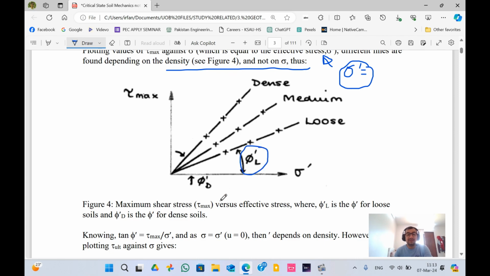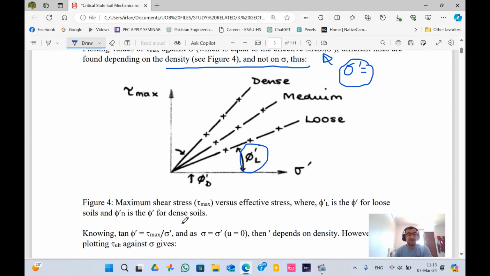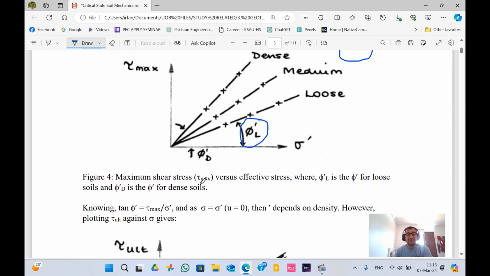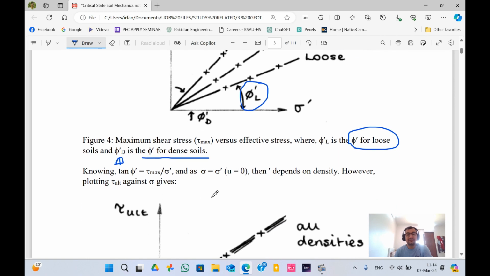I forgot the name of this thing, but there will be the name here. So, maximum shear stress versus the effective stress, where phi dash L is the phi dash for loose soils. This is the angle basically. I forgot the name, let me check. And phi dash D is for the dense soil. So effective angle of inclination, something like that. Well, I'll check in the next thing.